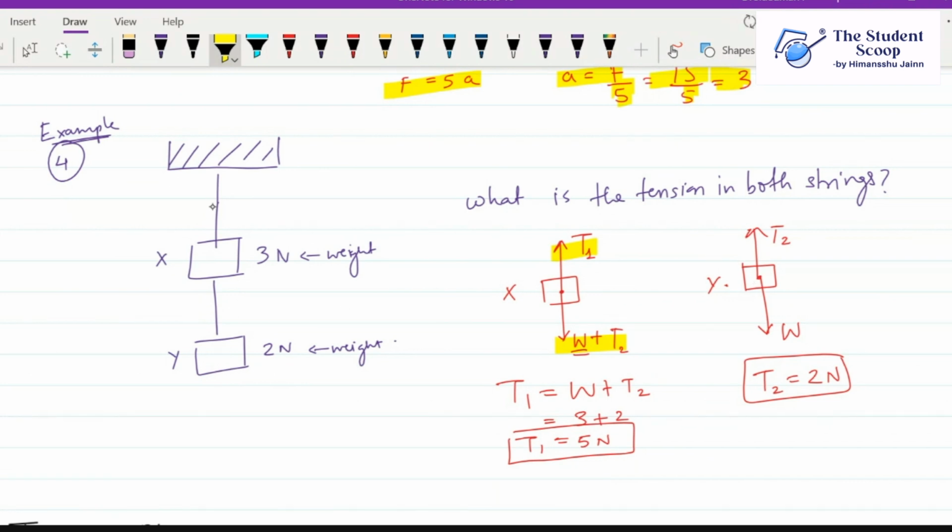Now you can see that there are two strings. T1 is a string upward and T2 is a string downwards. It's the same string, so the same tension. And this is the weight. Weight is already given for each object, so we can just substitute. Forces are balanced in this case, so we can equate them and we will get the answer.